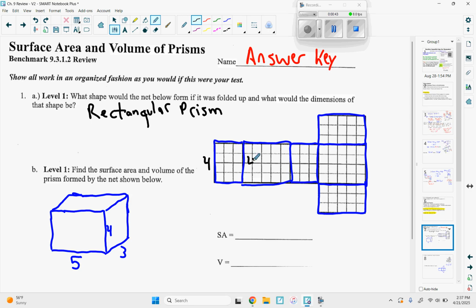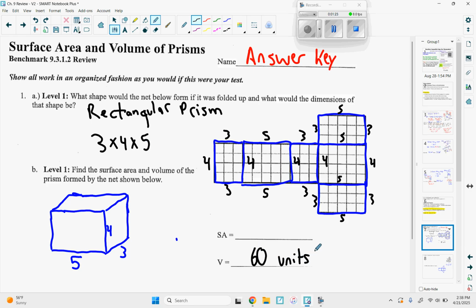So these are all 4 going this direction, that dimension. And then that's 3, also the same here, and here, and here. And we can see the third dimension is 5. And so this rectangular prism is a 3 by 4 by 5. And that's actually what we're going to use to find the volume. 3 times 4 times 5 is 60, and this is units cubed.